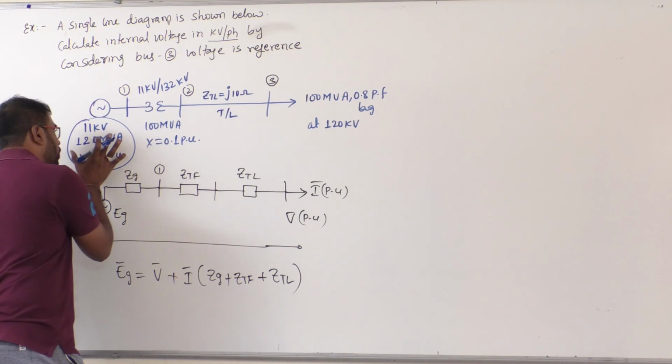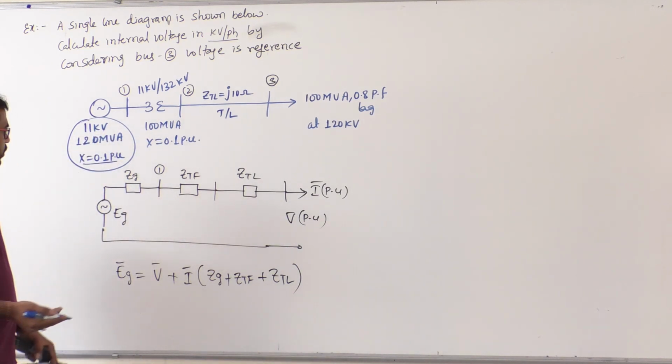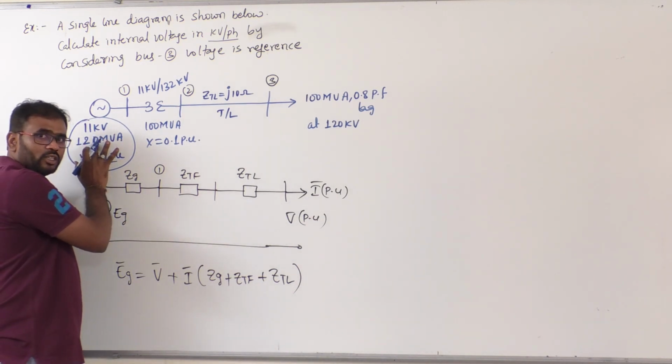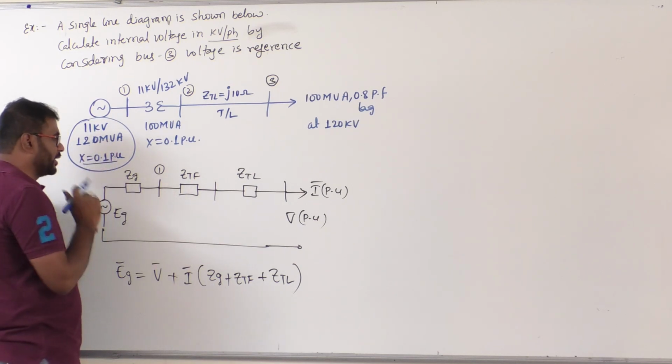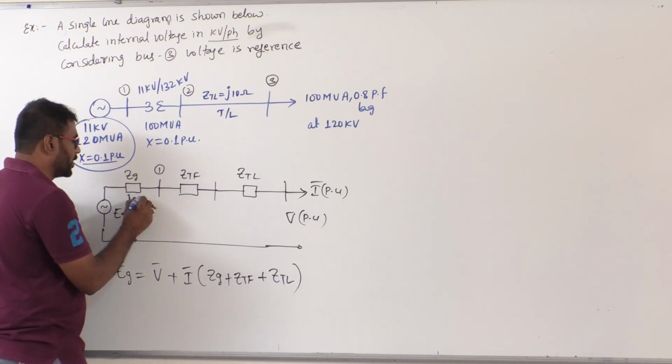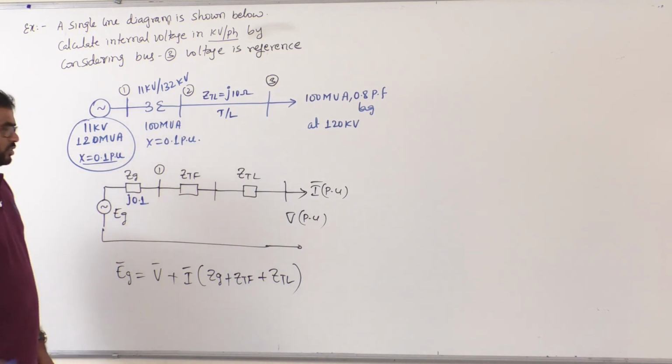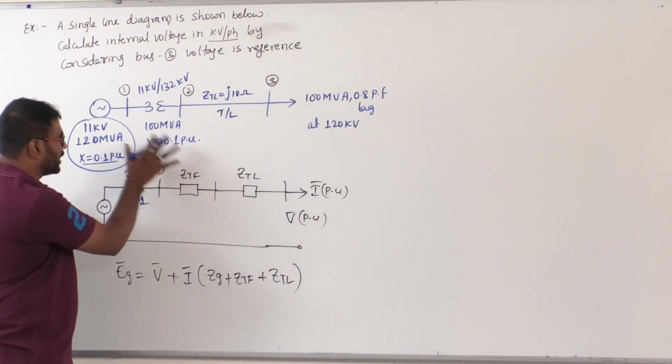MVAB old is 120, MVAB new also 120. So that's why the per unit reactance of the generator remains at 0.1 per unit. Okay, generator story is over. Now coming to the transformer story.